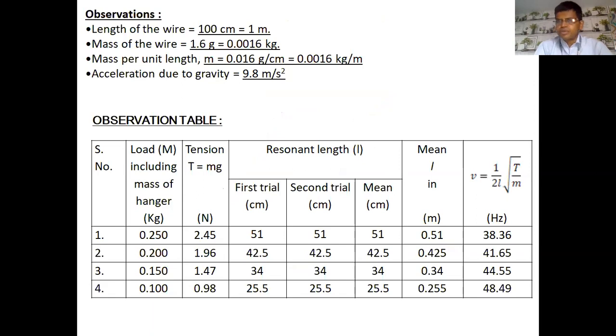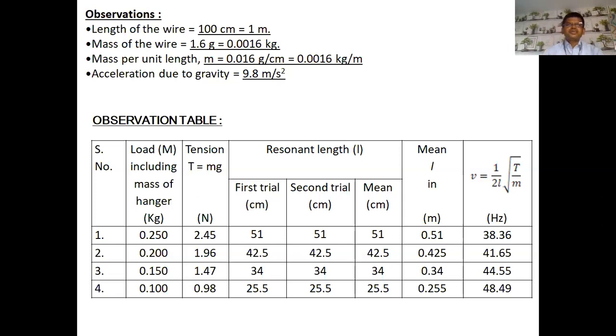First we want some observations, because these are known values. Sometimes the examiner gives them in the exam. But today we write this directly in your record book, because these are live practical demo readings. First, the length of the wire: it is always 1 meter. Mass of the wire is a known value, 1.6 gram, and after converting it is 0.0016 kilogram. Same value for mass per unit length, 0.0016 kilogram per meter.